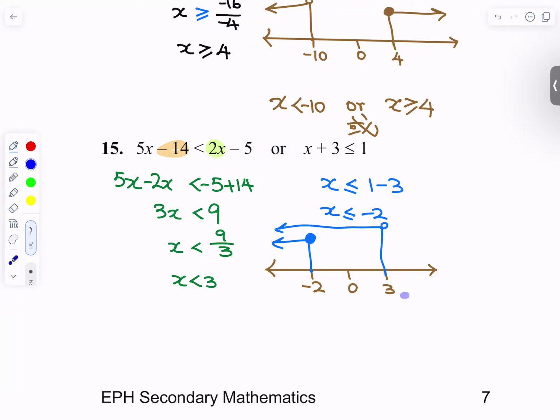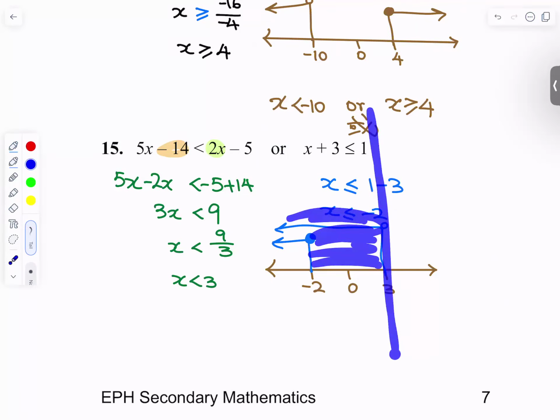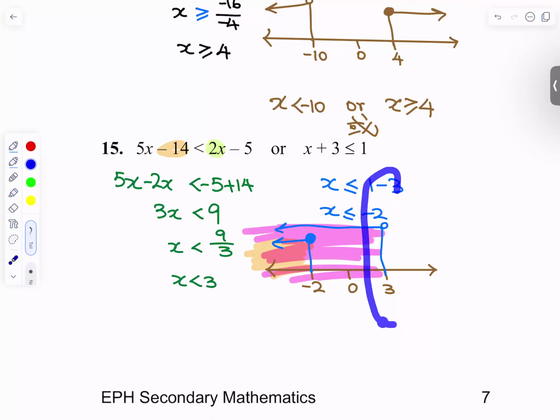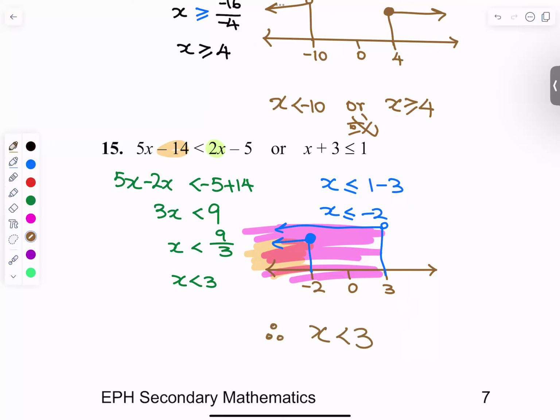You won't have any answer bigger than 3. Do I have at least one here? Yes, so this will be the answer. I have at least one here, and here. After shading it, where does everything start from? They all have at least one starting from this number 3. So your final answer will be X less than 3.